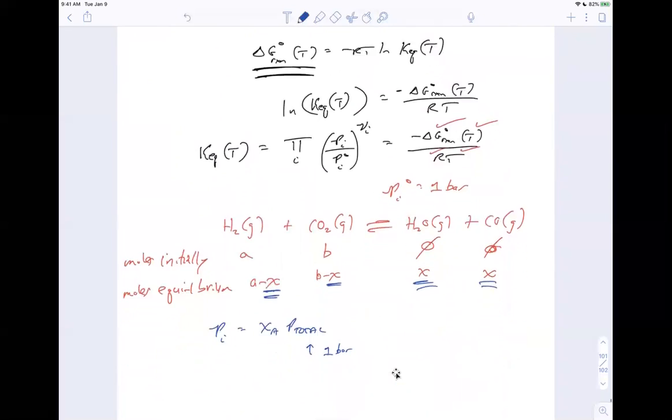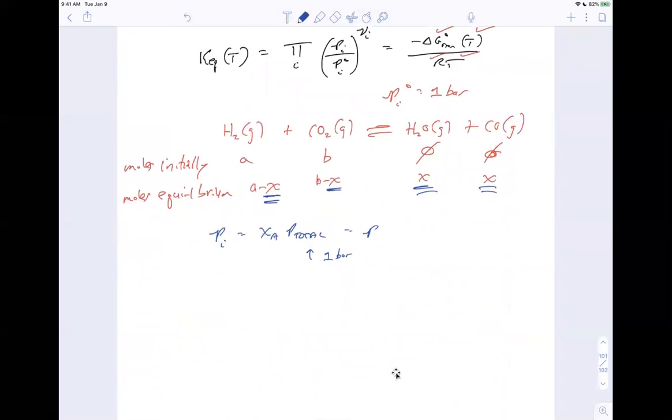Okay. And so we know then that the partial pressure of i is going to equal x sub i, where now x sub i is the mole fraction. Maybe let me change the variable. So let's say epsilon has reacted: epsilon moles of A, epsilon moles of B, and we form epsilon moles of H2O and epsilon moles of CO. That way we can distinguish the epsilons and the mole fractions. So the mole fractions are little x.